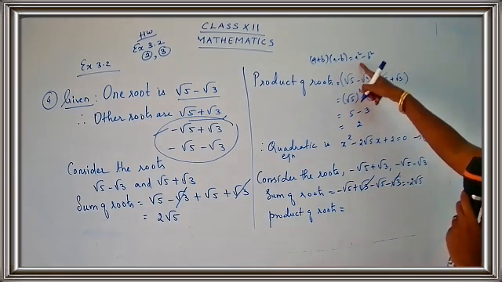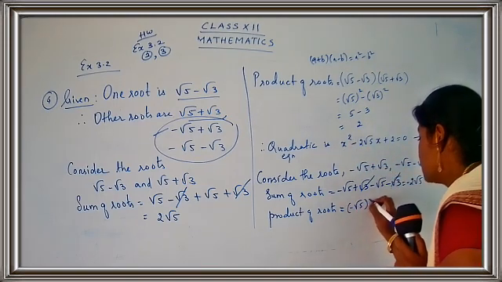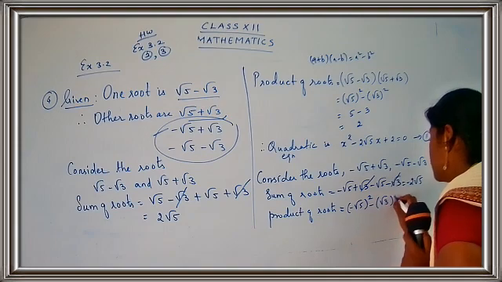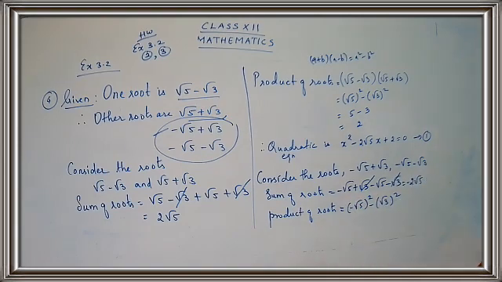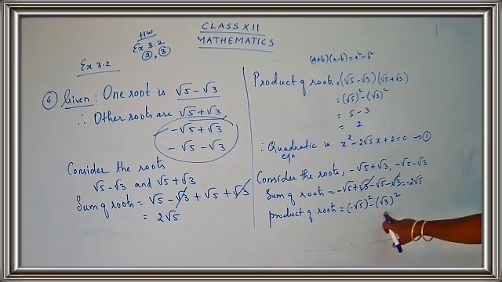A square minus b square. I'm going to apply it directly. This is minus root 5 the whole square minus root 3 the whole square. So no difference. Minus minus is going to be plus. So no need to worry. You're going to get the answer is 5. And here you're going to get the answer is 3.